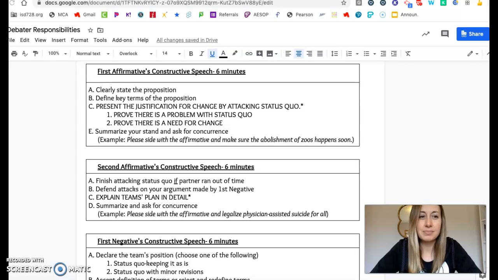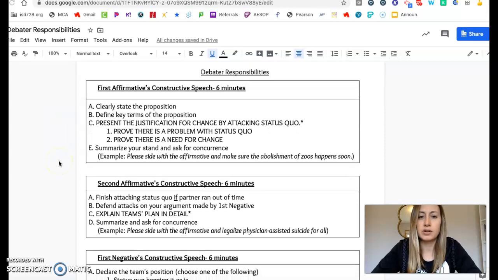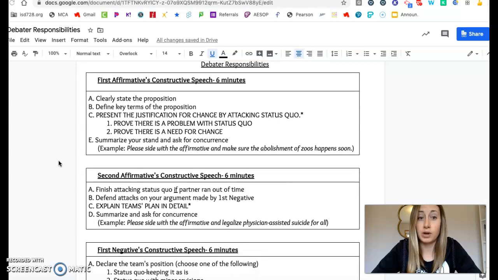Friends, this is going to be the debater responsibilities, just outlined in a screencast. We might have things look a little bit different since we're doing online learning now, but I just want you to know what the first affirmative, second affirmative, first negative, second negative roles would be in a debate. So these are going to be your jobs depending on what role you have.